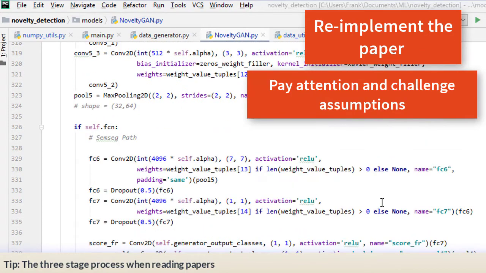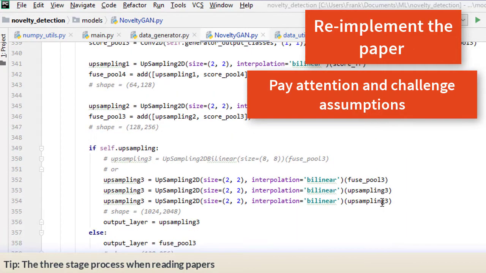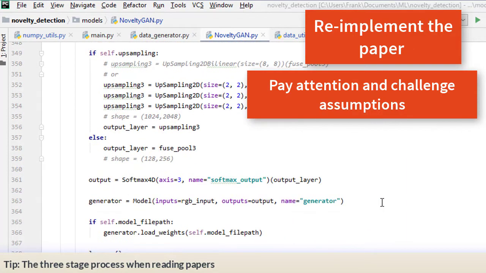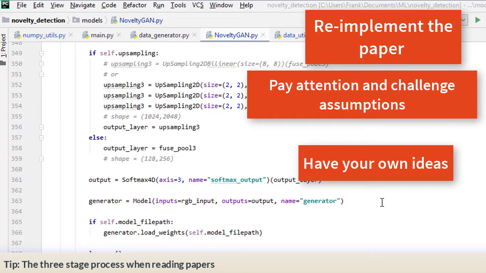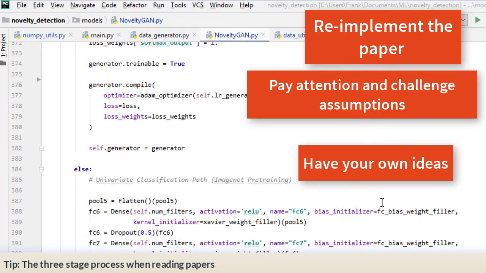This stage requires great attention to detail. You should identify and challenge every assumption, every statement. Also, you should think about how you yourself would represent a particular idea. This will sharpen your toolset, and each time you do it, you will become faster.